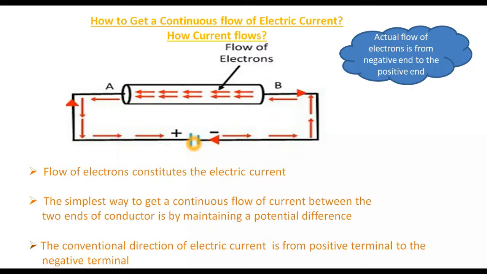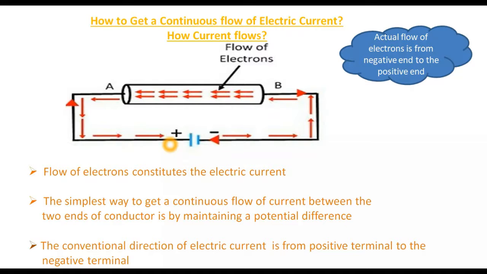Now let's talk about the direction of electric current. See, when electricity was invented a long time back, it was known that there are only two types of charges, positive charges and negative charges. But electrons had not been discovered at that time. So electric current was considered to be the flow of positive charges because electrons were not discovered. So they thought that the electric current is due to the flow of positive charges.